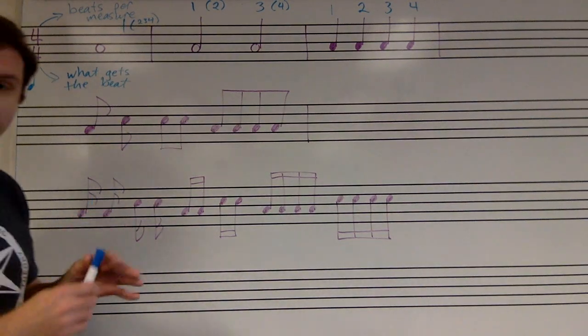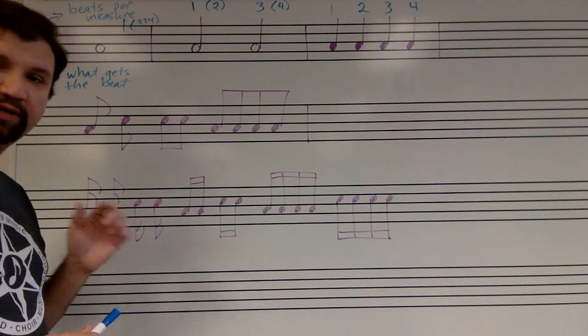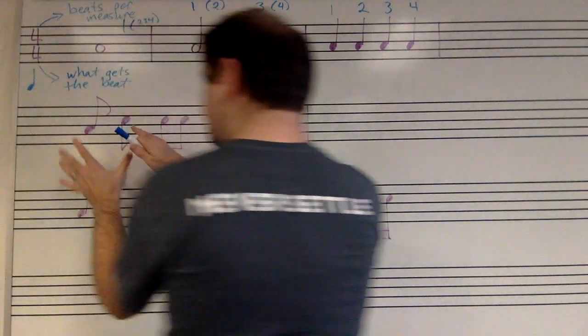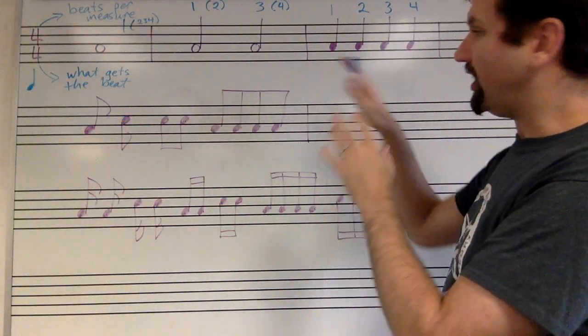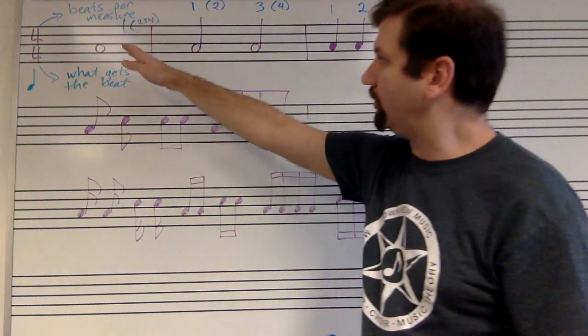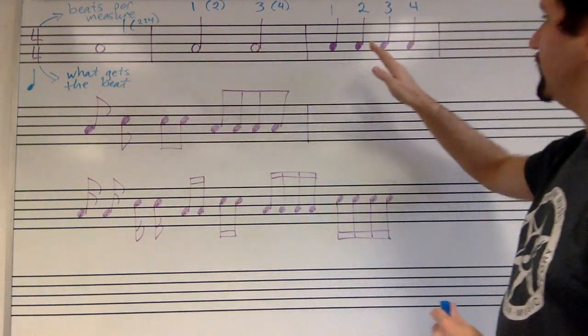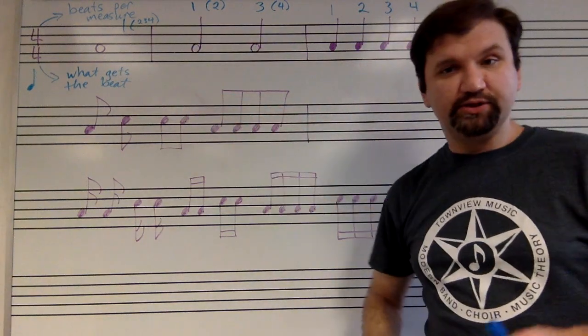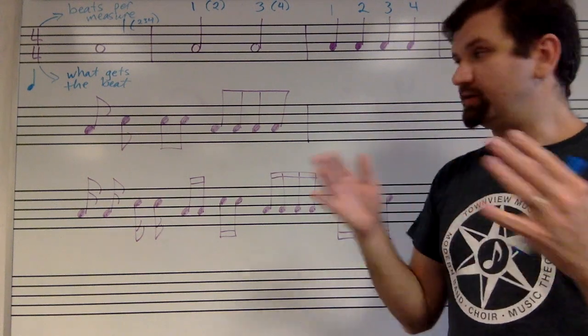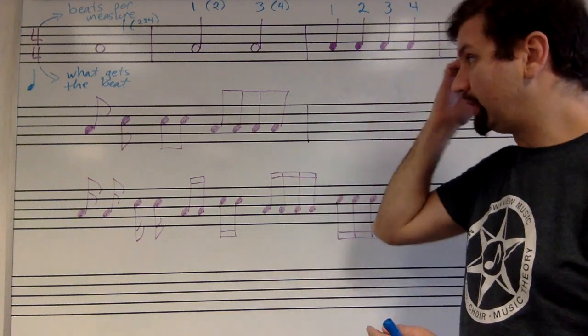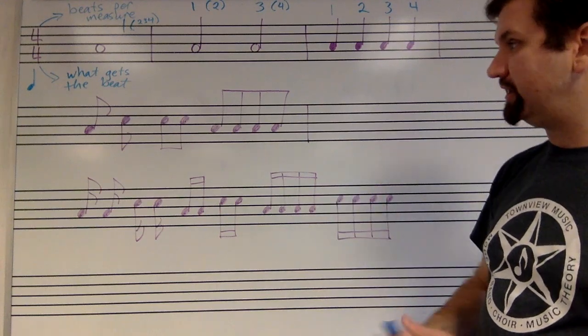Now, we can split notes into even smaller pieces than those. These notes right here are eighth notes. So we went whole, half, quarter, eighth. We're just moving through the fractions, the powers of two, however you want to think of it, where we keep splitting it in half each time.